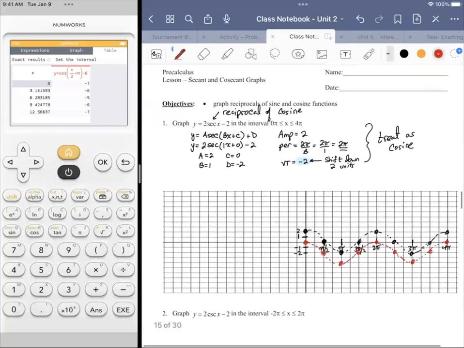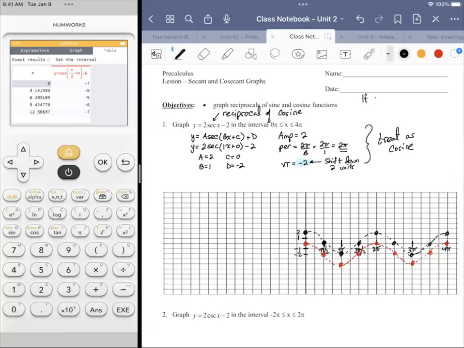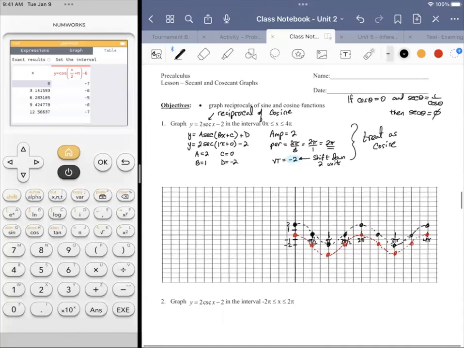I'll just show you off on the side here. If cosine of theta is equal to 0 and secant of theta is equal to 1 over cosine, then secant of theta has to be undefined. All right, because if cosine is equal to 0, whatever the angle is, then this whole denominator has to be 0. And the way that works in trig functions is if it's undefined, that means that there's a vertical asymptote, just like a rational function.